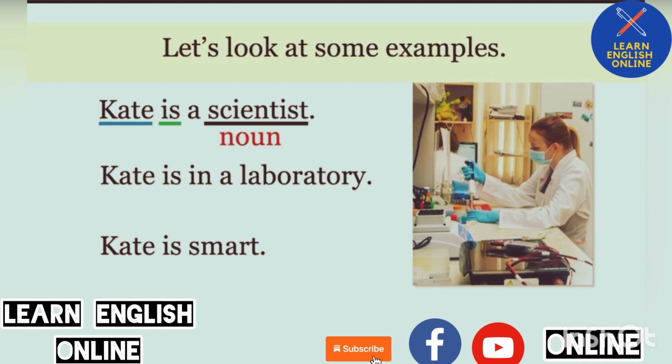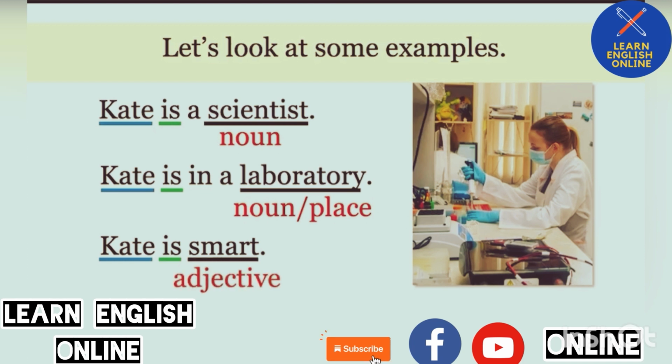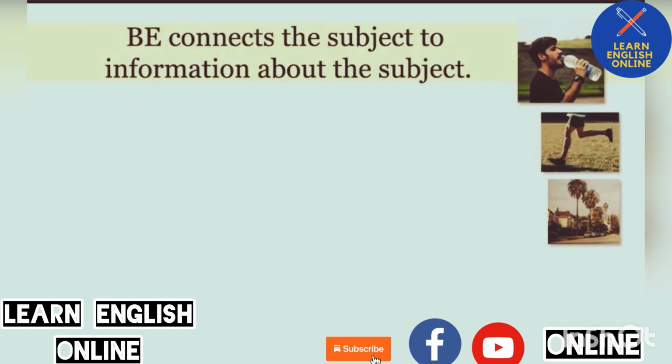In the second sentence, Kate is the subject. Is the form of the be verb that connects Kate to the rest of the sentence. Here it's a noun, a place. In the third sentence, again, Kate is the subject. Is the be verb that connects Kate to the rest of the information. Here, an adjective that describes her. Kate is smart. Be connects the subject to information about the subject.